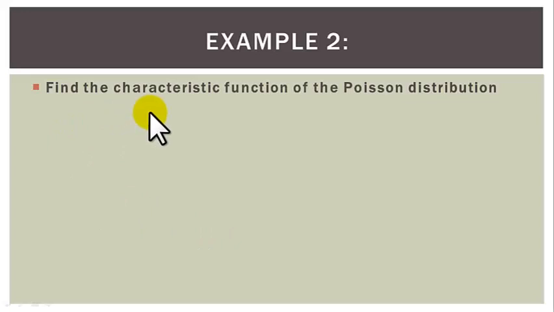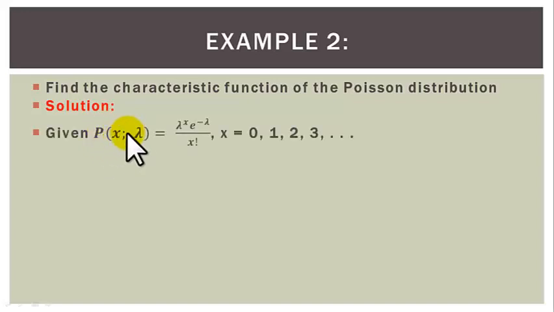Example 2. Find the characteristic function of the Poisson distribution with parameter lambda. Solution. We recall that the probability function of a Poisson random variable x with parameter lambda is given by p of x, lambda is equal to lambda to power x exponent minus lambda all over x factorial, where x takes values from 0, 1, 2, 3 to infinity.